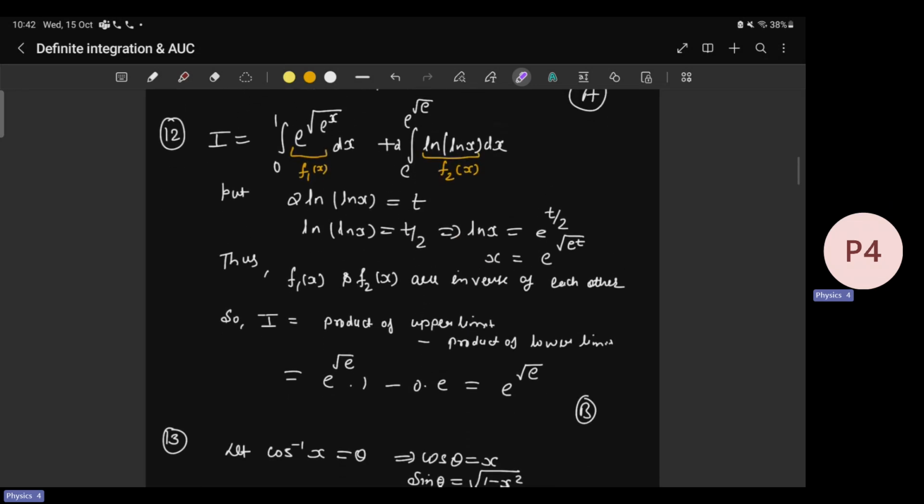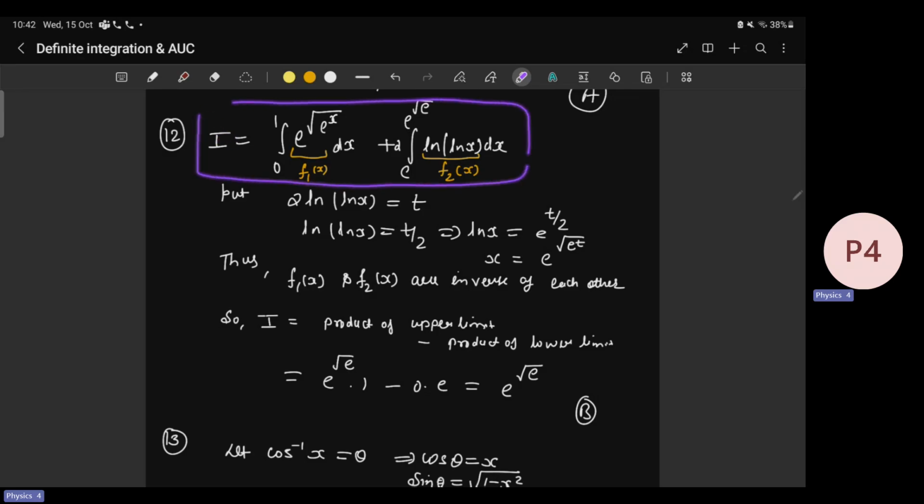Now we move on to question number 12. In this, I is equal to this, which is given. We have to find the value of I. See, this is ln of ln x, 2 times. 2 times ln of ln x, let's say it is t. Then ln of ln x will be t by 2. Ln x will be, take e this side, e to the power t by 2. X will be e to the power root e to the power t, which is written here.